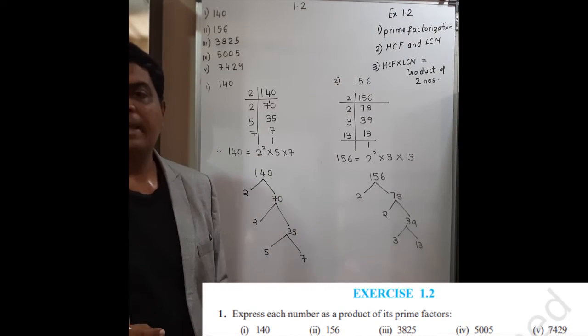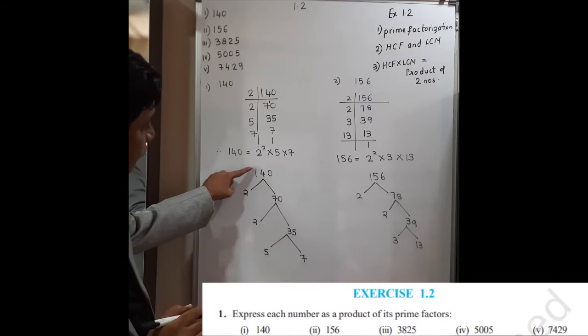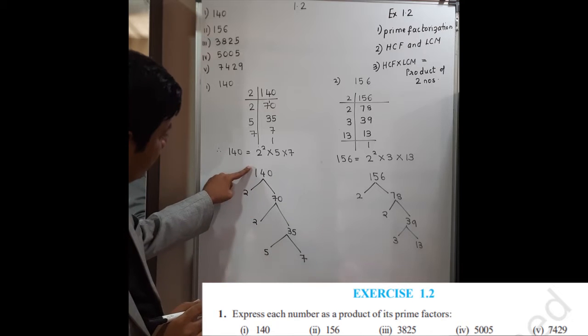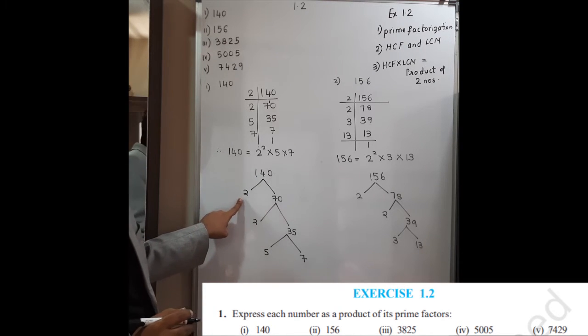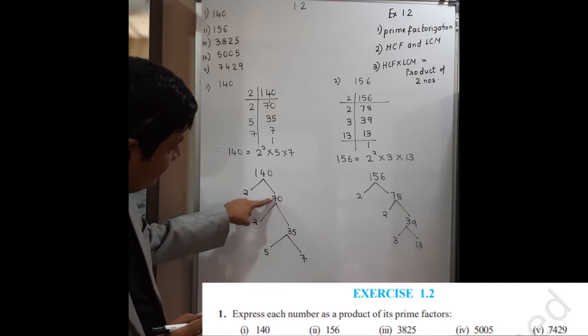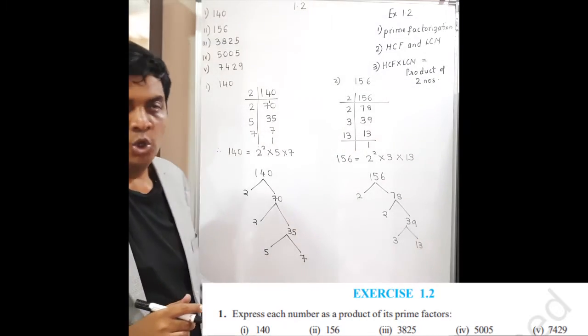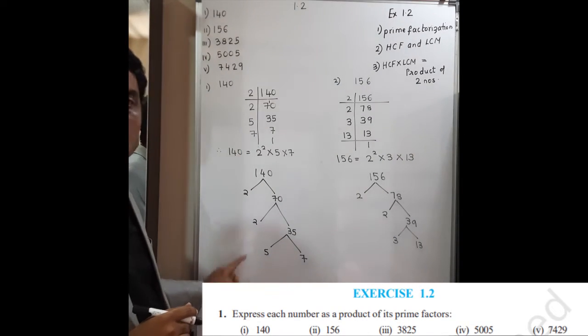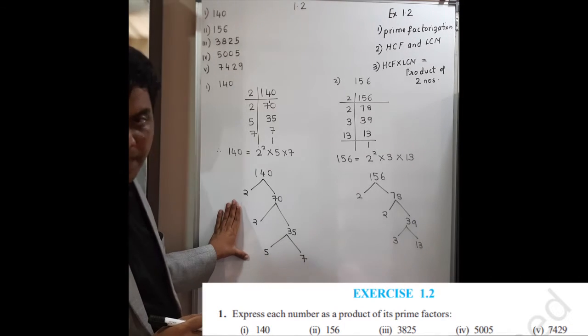Other than that, sometimes they ask to draw the factor tree. To draw the factor tree, you have to show it this way. 140 is 2 multiplied by 70. Then 2 is a prime number, so you keep it aside. Next, 70 is 2 into 35, and 35 is 5 into 7. This way you show the factor tree. So in the exam, if they ask to show the factor tree, you have to solve the sum this way as well.